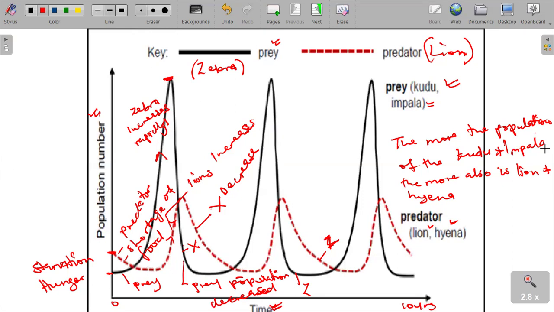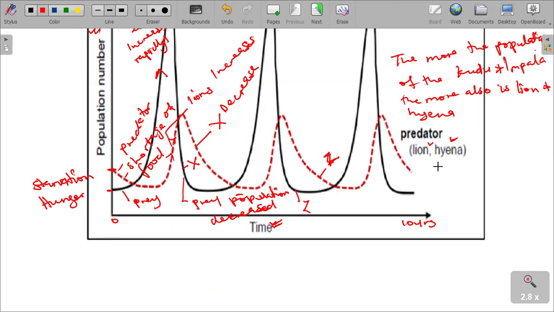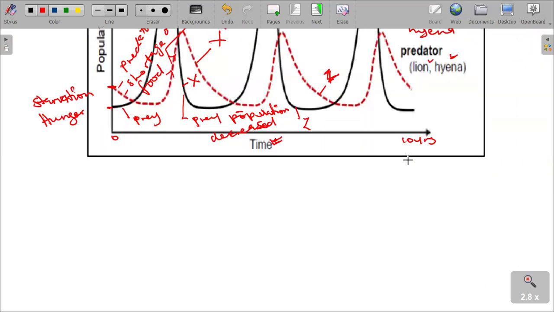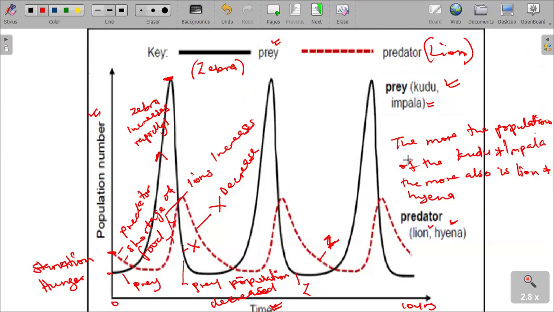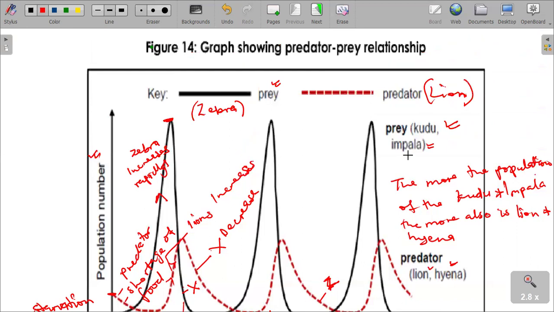So this is what is happening. The more the population of the prey, the more the population of the predators. But at a certain point, when the prey is far less, the predator will die because of starvation. It will die because of no food. And in that regard, I would see the predator population also decreasing up to a point where they are very few. And then when they decrease, it also gives a chance for the prey to increase in their numbers.